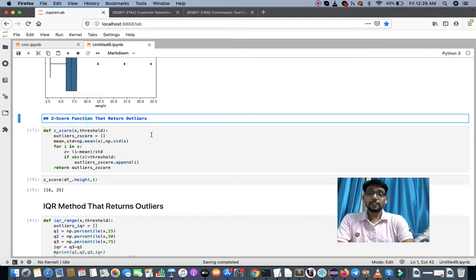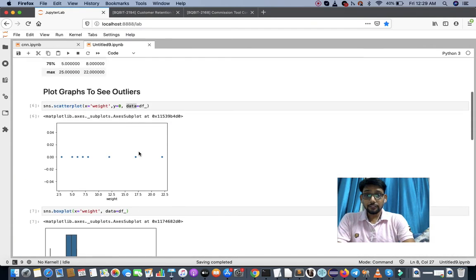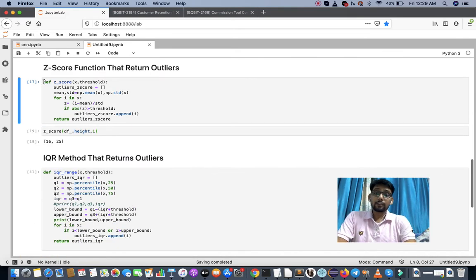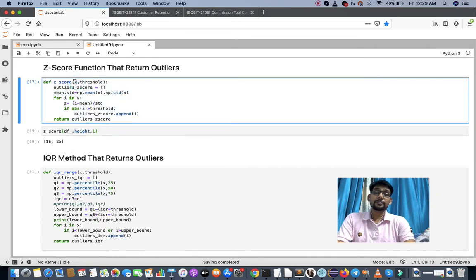So I have explained to you about the z-score. The formula for calculating z-score is x minus mu divided by standard deviation, where mu is the mean, and standard deviation is the standard deviation of that particular feature, right? So here I have created one function that will accept the x value, which is the feature from the data frame, and the threshold, right? I have explained about the threshold, that we put some threshold to detect the outliers.